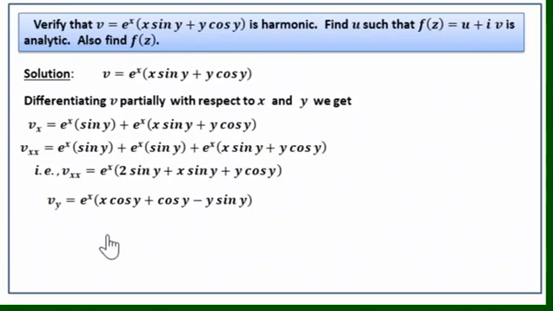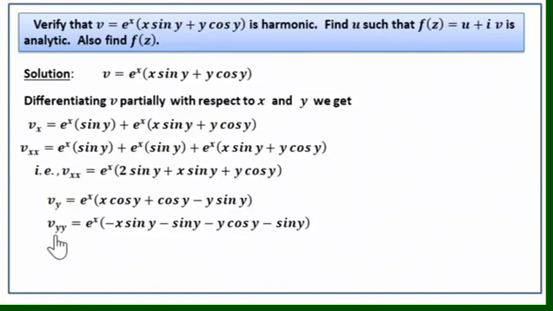So this is vy. Then find vyy: differentiate vy with respect to y again, keeping x constant. Write e power x as it is. The derivative of x cos y is x into the derivative of cos y, which is minus sin y. Then for the second term, the derivative of cos y is minus sin y, and for y sin y use the product rule and differentiate, and we get this. Here we can rewrite e power x into minus x sin y minus sin y minus 2 sin y minus y cos y.